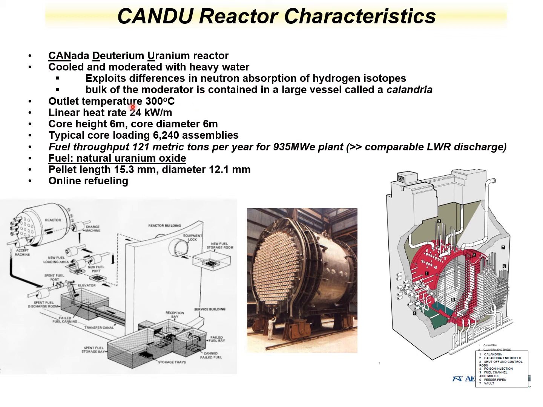The outlet temperature of this reactor is around 300 degrees C, and the core height is around 6 meters and a diameter of around 6 meters. And here's an example of a CANDU core with a person shown here. The fuel rods can be put in and taken out of this assembly while the reactor is operating. So you have the option of doing online refueling for a CANDU reactor.